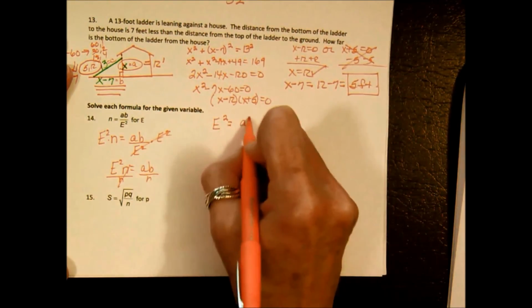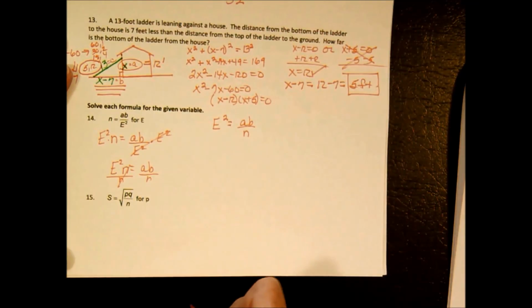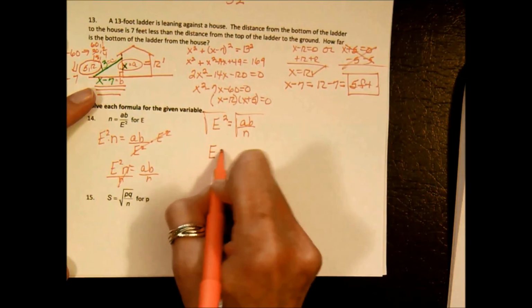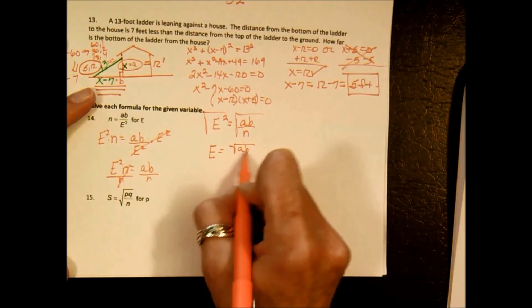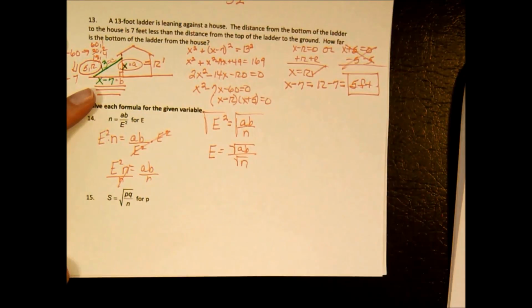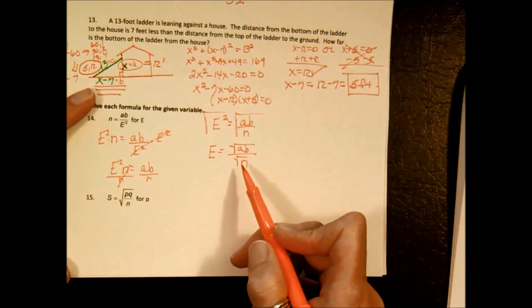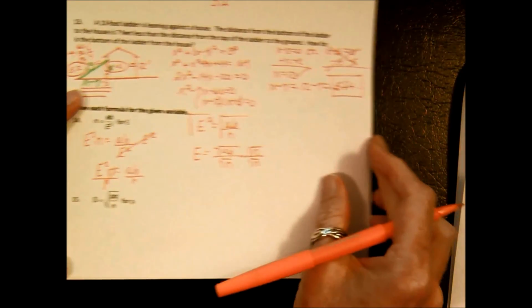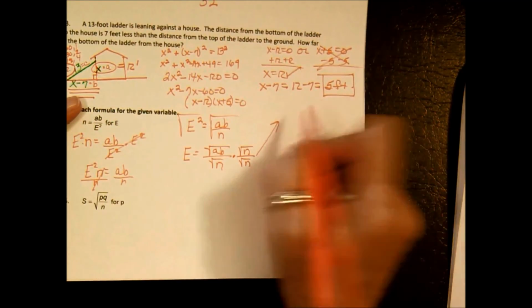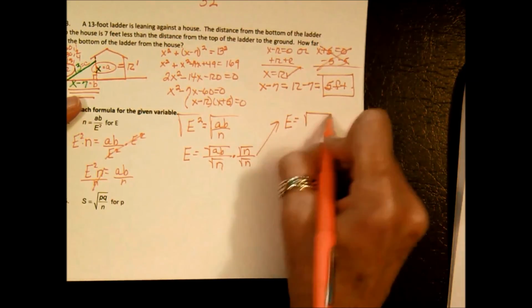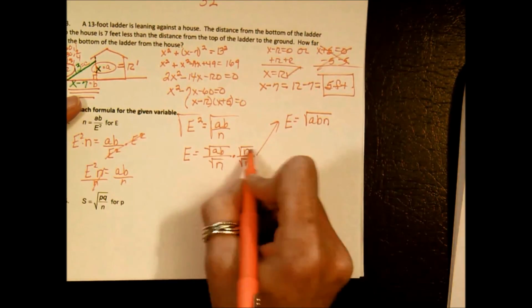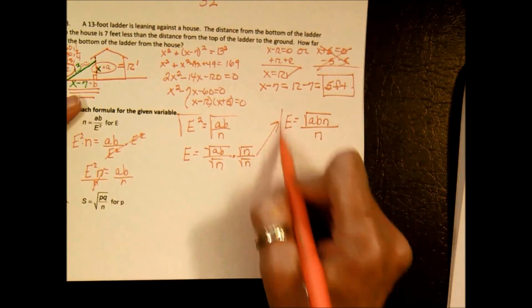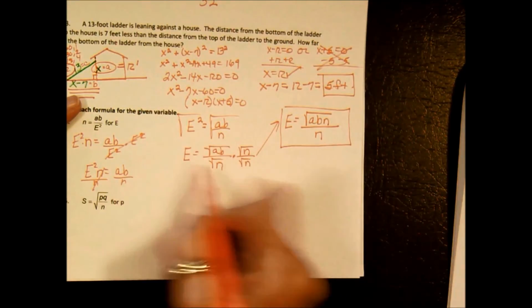Now it looks like all we need to do is just take the square root of both sides. E equals square root of AB over square root of N. Problem is you can't leave a radical in the denominator. So we're going to rationalize that denominator like you were taught in another module. And that gives me E equals square root of ABN over N, those multiply together. Square root of N times square root of N is N. And that's the answer you want. You are not finished at this step until you rationalize.